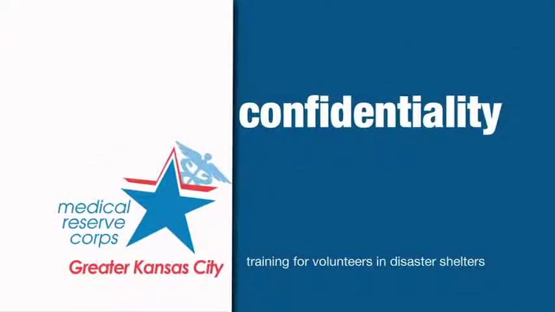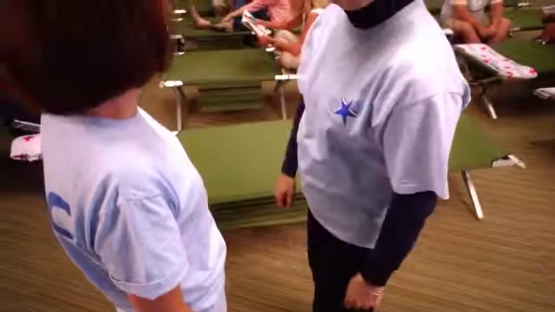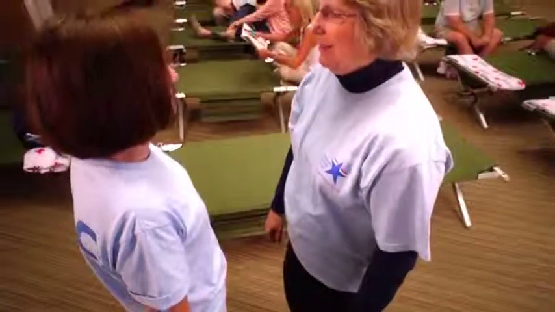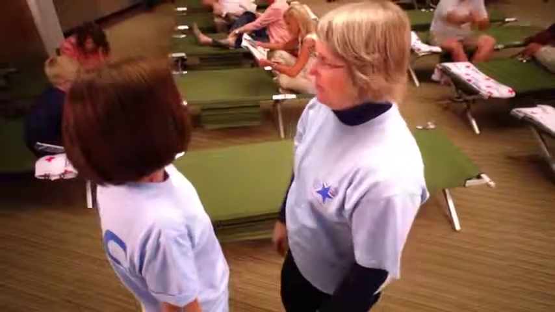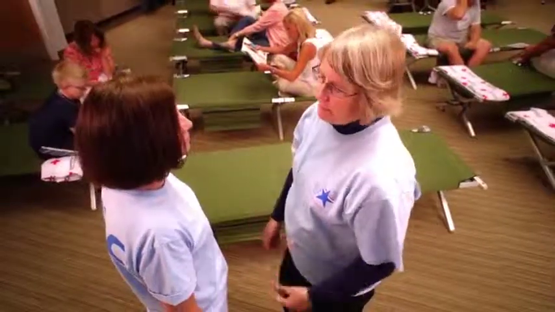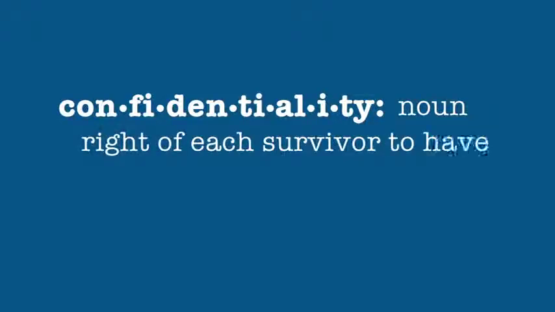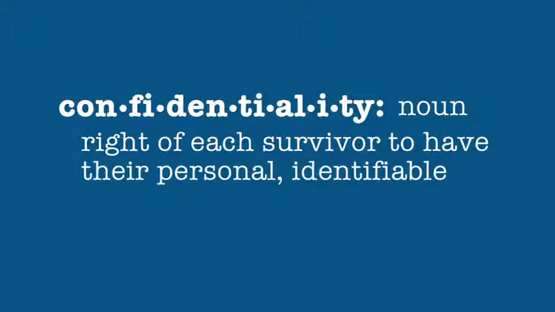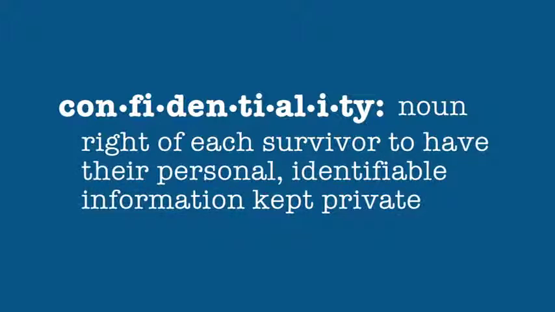In this video, we will be dealing with issues of confidentiality in a disaster shelter. It is important to use confidentiality when working with survivors in a disaster shelter. Confidentiality is the right of each survivor to have their personal, identifiable information kept private. This information can only be disclosed if the survivor has given their permission in a written signed consent.